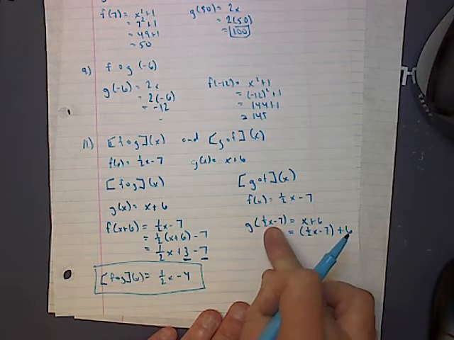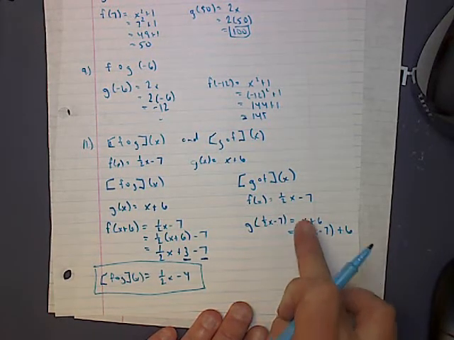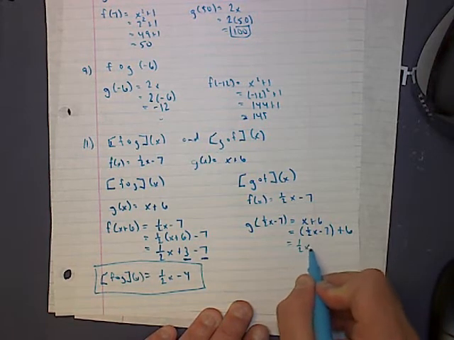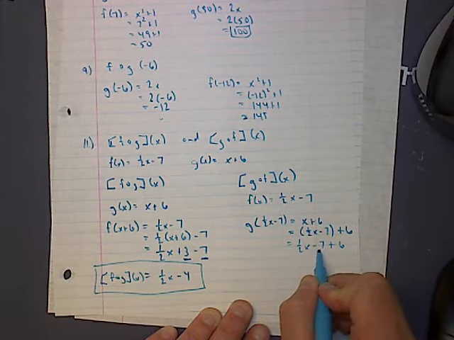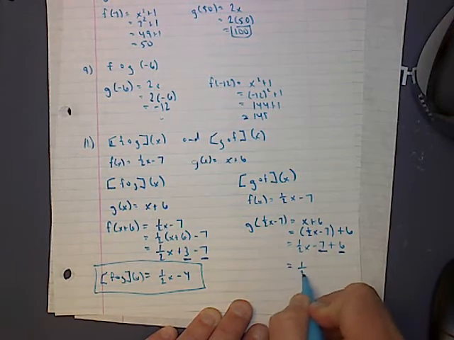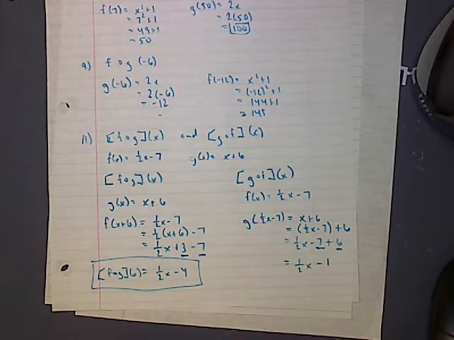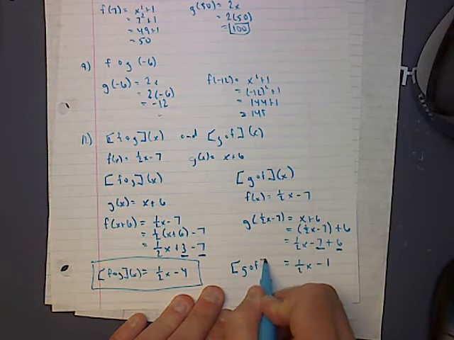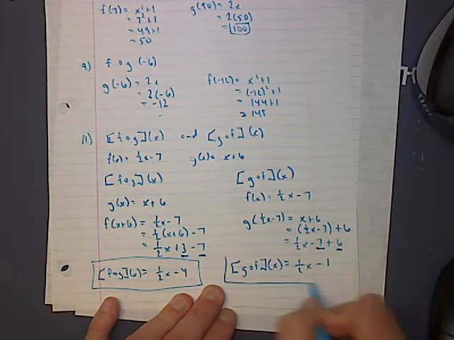I put in parentheses because I'm showing that I'm substituting in for x. Now I'm just going to rewrite it without the parentheses. Combine like terms, and I get 1/2 x minus 1. Minus 7 plus 6 equals minus 1. So my final answer for this is g of f of x is this.